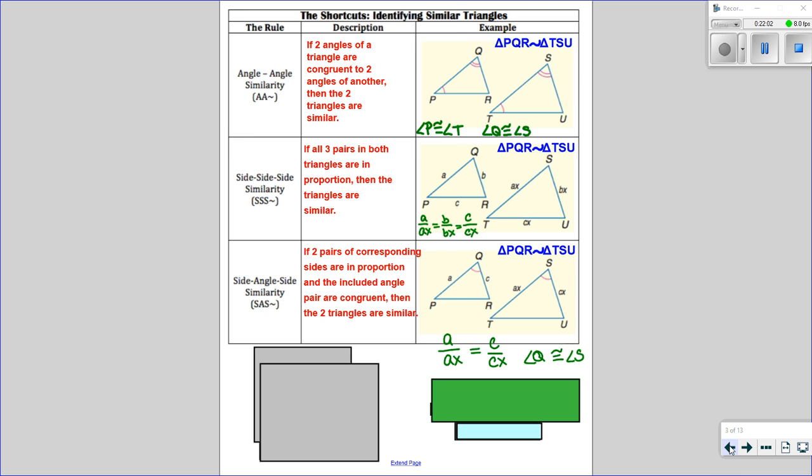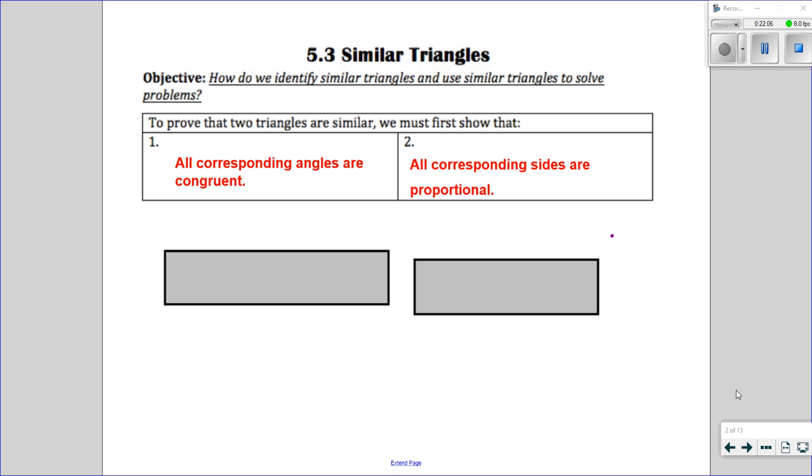So a recap, we've learned about similar triangles. So in order to prove that two triangles are similar, you need to show that the corresponding angles are congruent, and the sides are proportional. Not congruent like when we deal with congruent triangles. Similar triangles, we need to have congruent angles and proportional sides. That's what makes it different from congruent triangles.